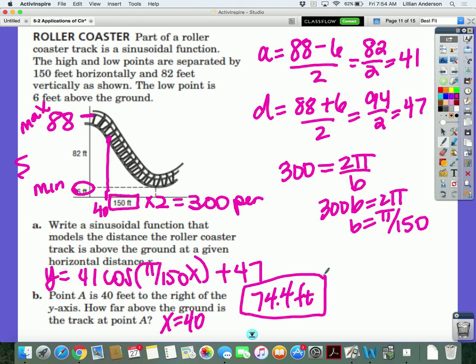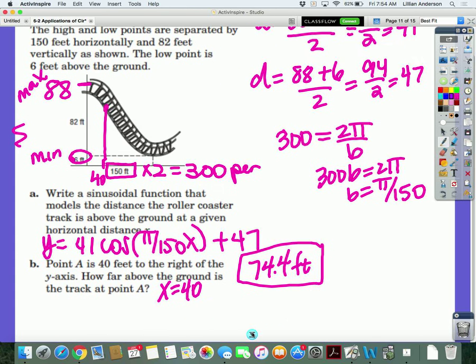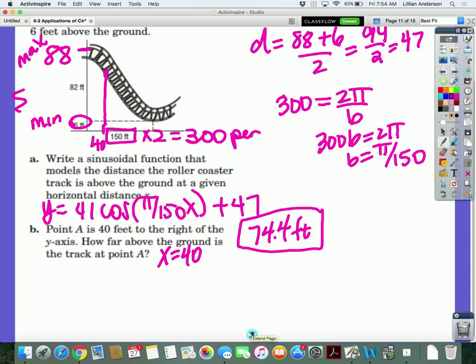Now, I talked about this in class, but I didn't get a chance to actually do it, so I want to do it right now. If it asks you to write a sine function for this curve, it's actually very simple. The reason why is because your a, your b, and your d stay the same. The only thing that's different is your phase shift. So all of this stays the same.